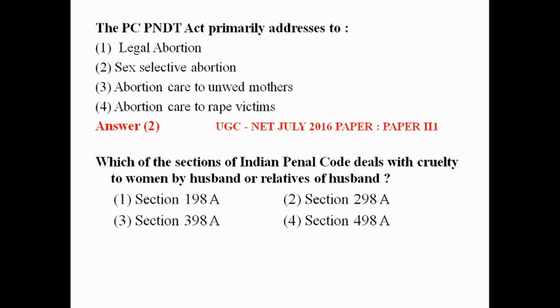Next question. Which of the sections of Indian Penal Code deals with cruelty to women by husband or relatives of husband? Option 1, Section 198A. Option 2, Section 298A, Option 3, Section 398A, and Option 4, Section 498A. The answer is option 4, that is Section 498A.